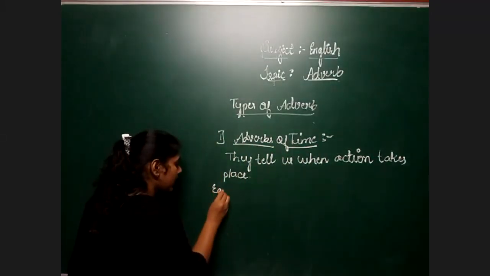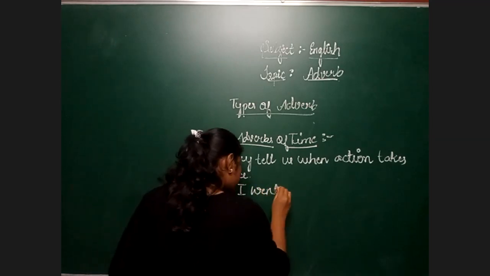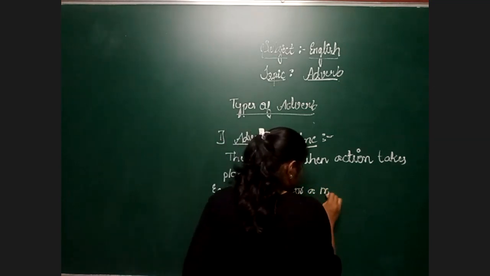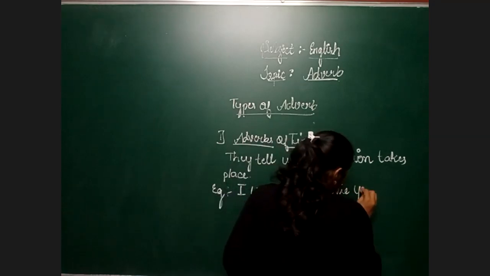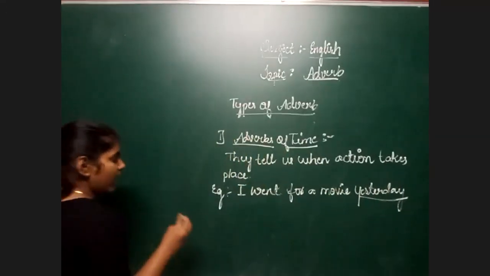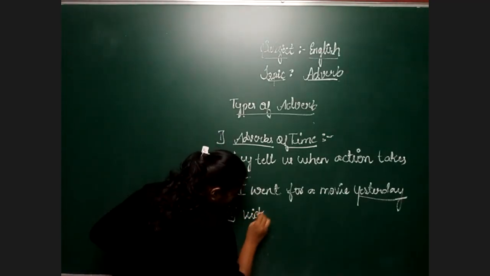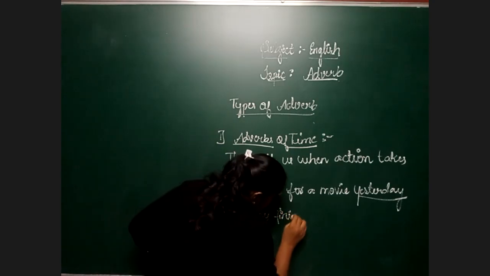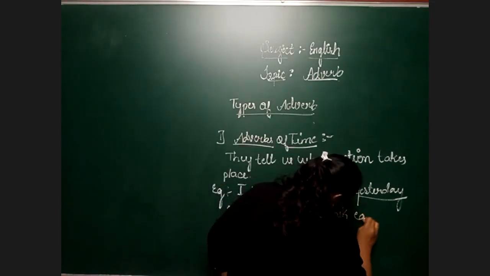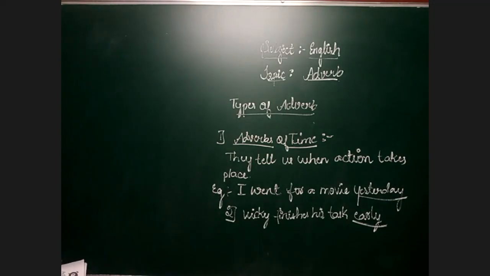Okay, for example, what is the example now? See, I went for a movie yesterday. Which action? When does it take place? It takes place yesterday. And then the second example. Wiki finishes its task early. When we finish, that is early. This is about the first type of adverb, the adverb of time.